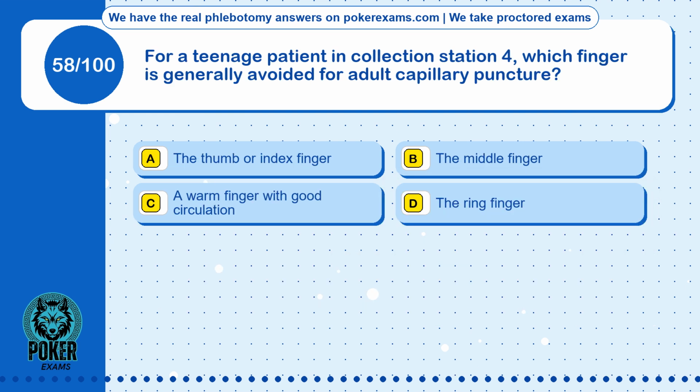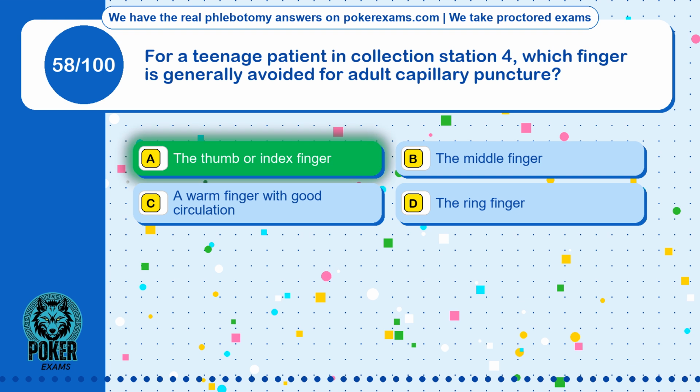Question 58. For a teenage patient in collection station 4, which finger is generally avoided for adult capillary puncture? Option A. The thumb or index finger. Option B. The middle finger. Option C. A warm finger with good circulation. Option D. The ring finger.